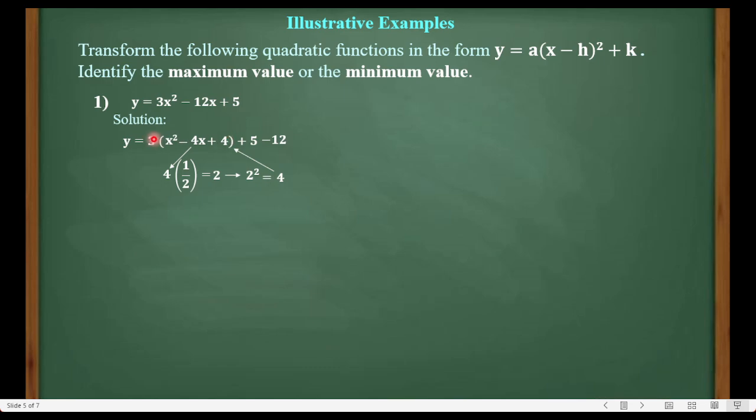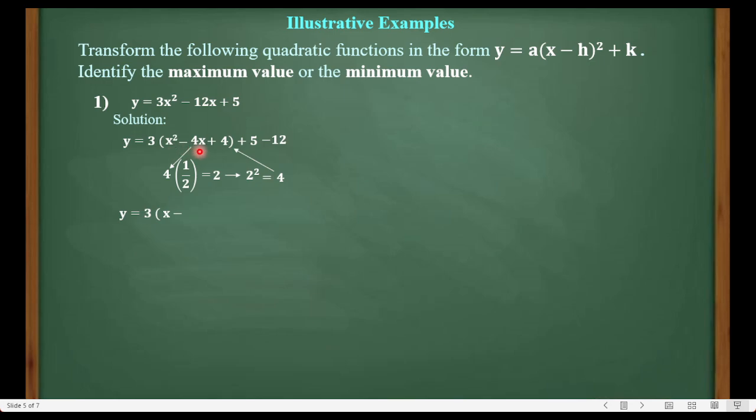So, since we add this equation at this moment by 12, we need to counteract what we did. So, we add 12, we subtract this equation by 12. Ayun. And the result of the equation is this one.